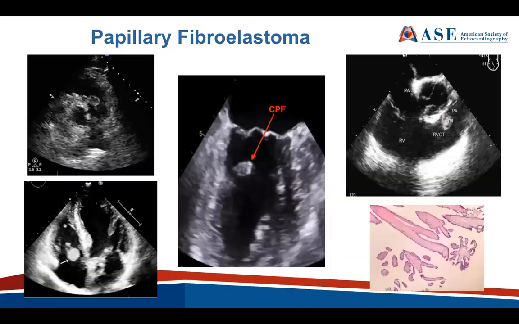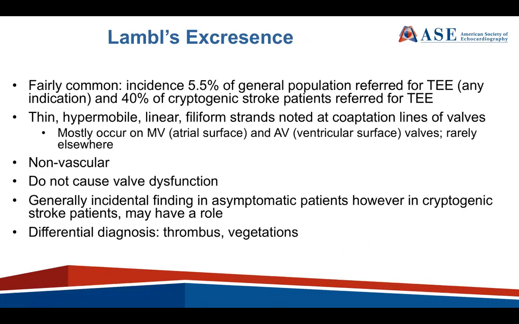Here are examples of papillary fibroelastomas that are perhaps a little more atypical. On the left-hand side, we see one on the tricuspid valve. In the middle, we actually see a fibroelastoma attached to the papillary muscle. And then on the right-hand side, we see one that's attached to the pulmonic valve, and that was resected and had the consistency of a papillary fibroelastoma.